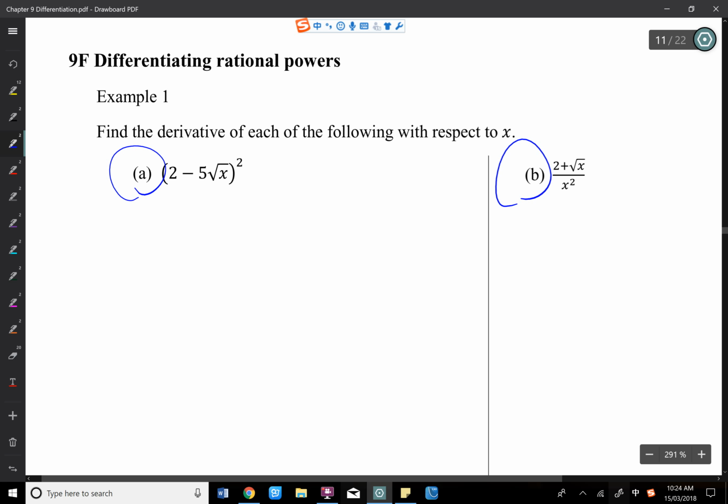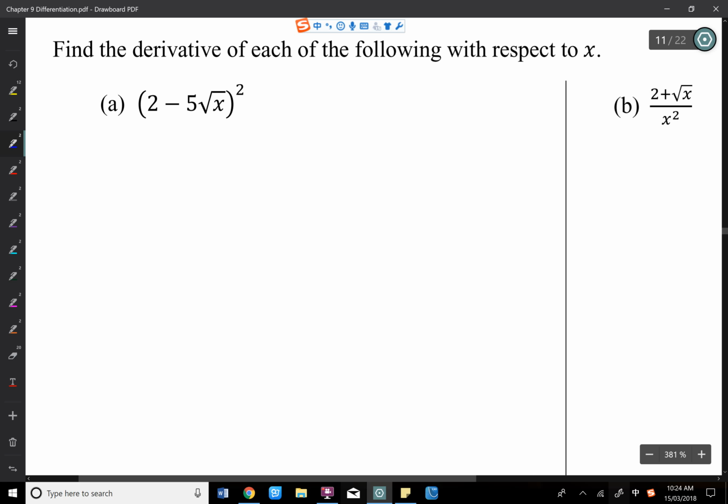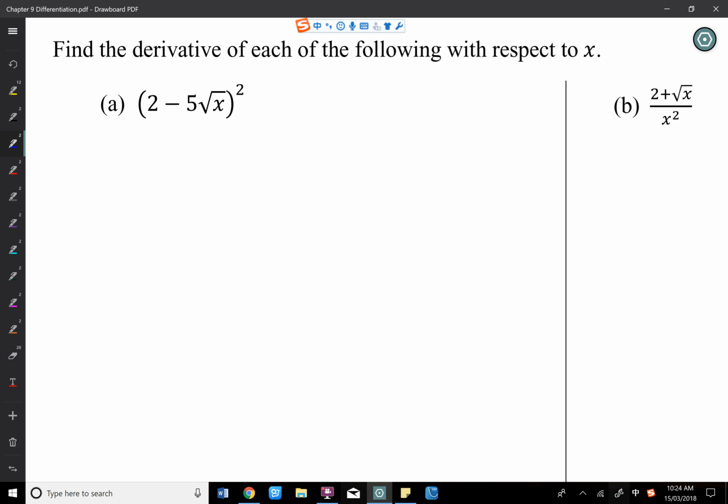Okay, next question, A and B. Can't do C and D yet. For A, well, if you know the chain rule, you can use the chain rule formula to do it, but because I don't really teach the chain rule yet, I will do expansion. Because it's a square, it's easy to expand. If it's quartic or power 5, it's very hard to expand, then we use the chain rule. Here it's only a square, so expansion is easier than the chain rule.